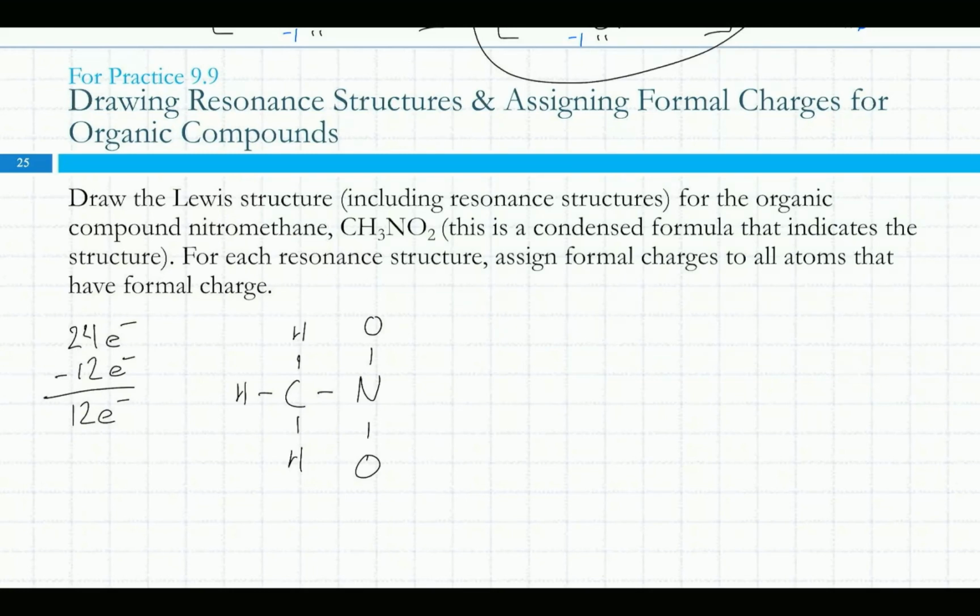And where's the best place to put those 12 electrons? Yeah, on the terminal atoms. In this case, the only terminal atoms that can take more are the oxygens. So 2, 4, 6, and go one at a time. Remember to make as many octets as possible. 8, 10, 12.